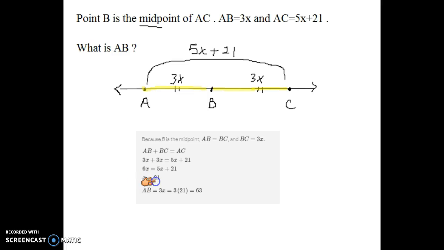Now be careful. 21 is not your answer. They want what is segment AB. So we have to substitute 21 into x. So 3 times 21, the final answer is 63.